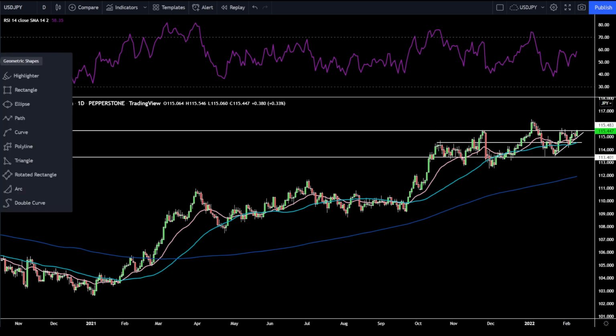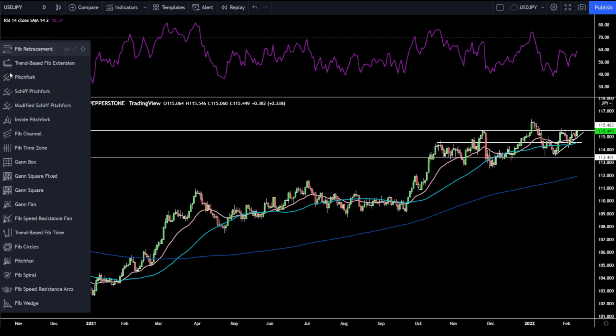Let me just find the arrow, geometric shapes. Where are you?